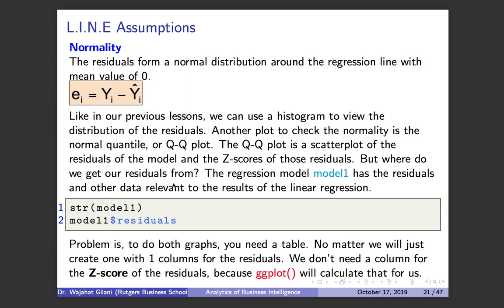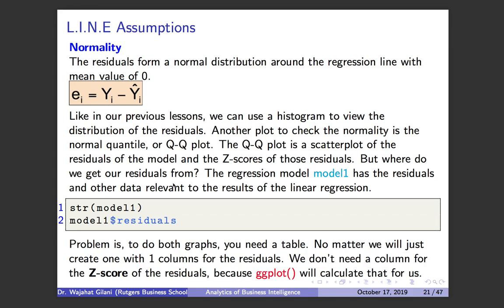So we can use the histogram to plot the error residuals and see if it looks like a normal distribution. Another cool graph to check normality is the normal quantile graph, or the stat slang term, the Q-Q plot or QQ plot. The QQ plot is a scatter plot of the residuals of the model versus the z-scores of those residuals.